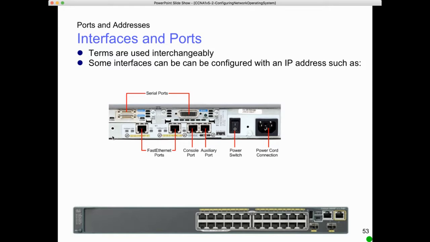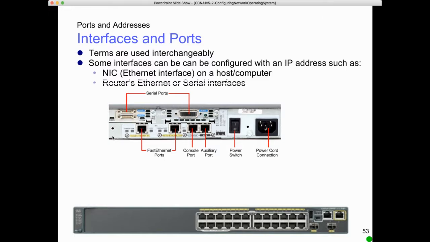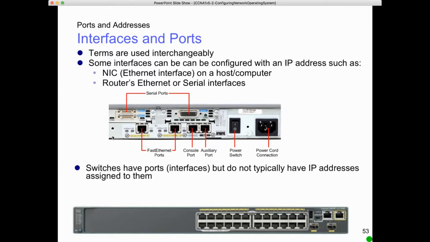So some interfaces can be configured with an IP address. We're going to configure your computer to have a specific IP address so it can communicate on the network. We're going to configure the router's Ethernet ports so that he can be your friendly neighborhood router and relay your messages to the other networks.